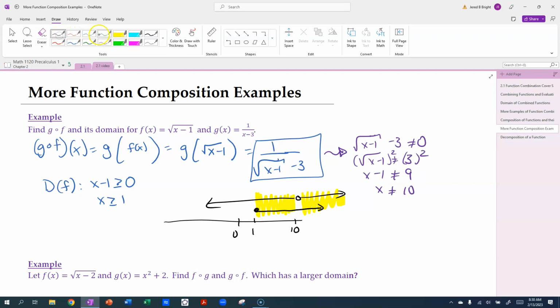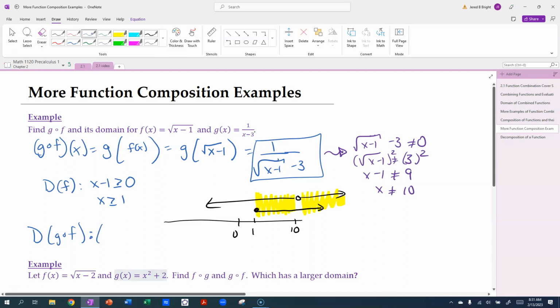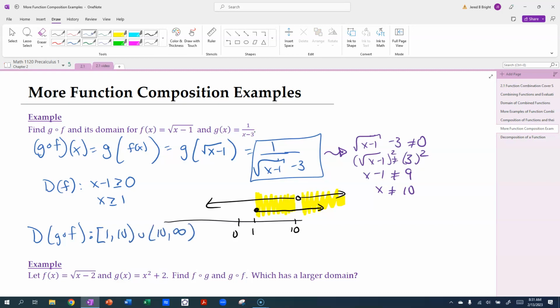So then the domain of g of f would be, let's see, 1 with a bracket, up until 10, parentheses, union 10 to infinity. So again, for the domain, look for the domain of the input, look at the domain of the output, and find the common values in those two domains.